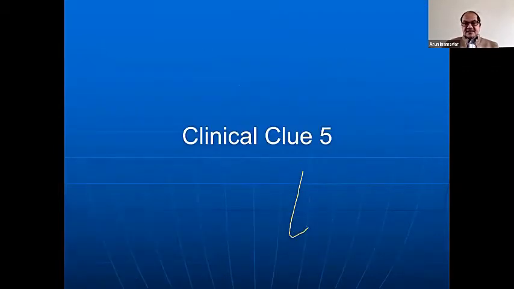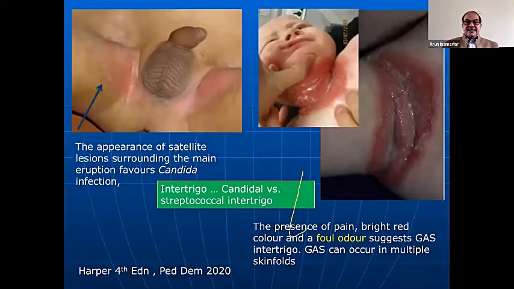Then another clinical clue: we always face, especially in children, intertrigo. There will be doubt whether it is candidial or streptococcal intertrigo. In the picture on the left side of my screen, the appearance of satellite lesions surrounding the main eruption favors the candida infection.